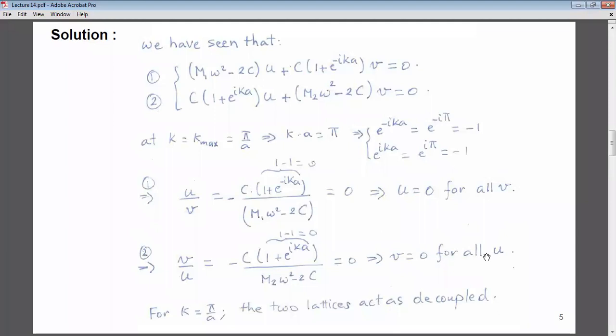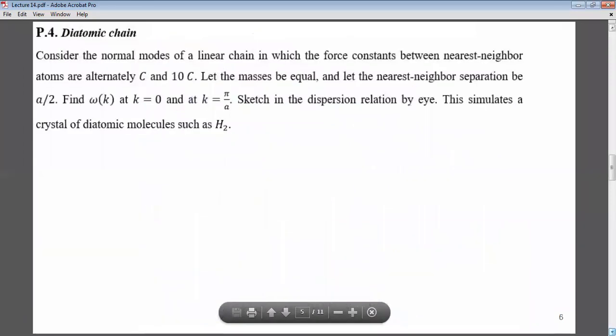So indeed, for k equal pi over a, the two lattices act as decoupled. Decoupled means they are not dependent on each other. For any value of v, u is 0, and for any value of u, v is 0. They are not related to each other. This only happens at pi over a and periodically after that, because apart from that, u and v are coupled. They depend on each other. But when k is pi over a, they are not dependent on each other. So they are decoupled. Okay, so this is the first question.